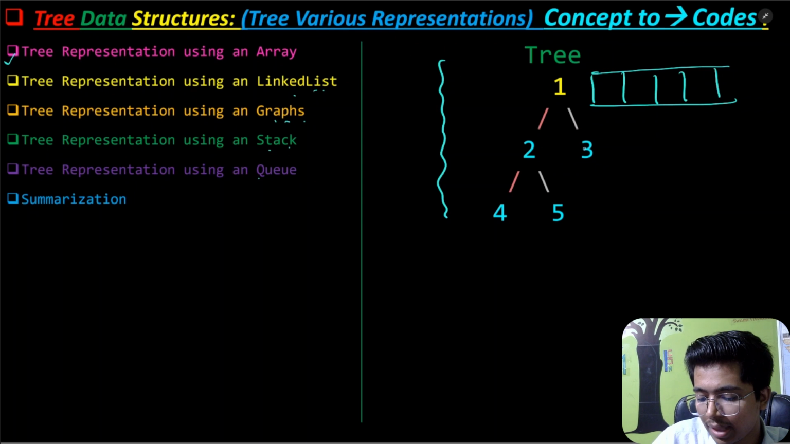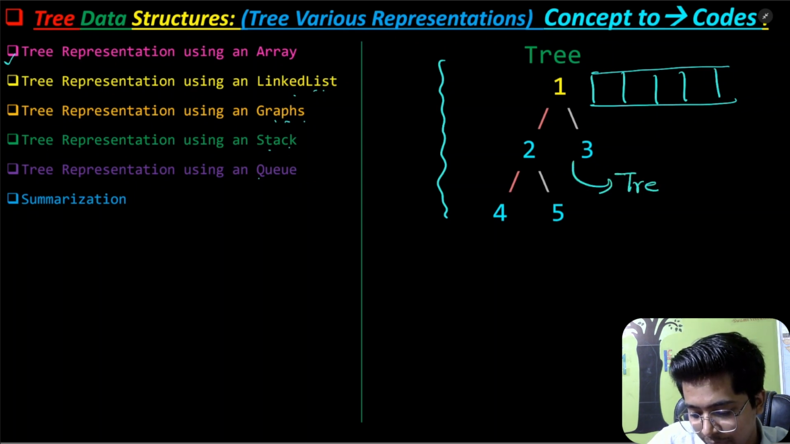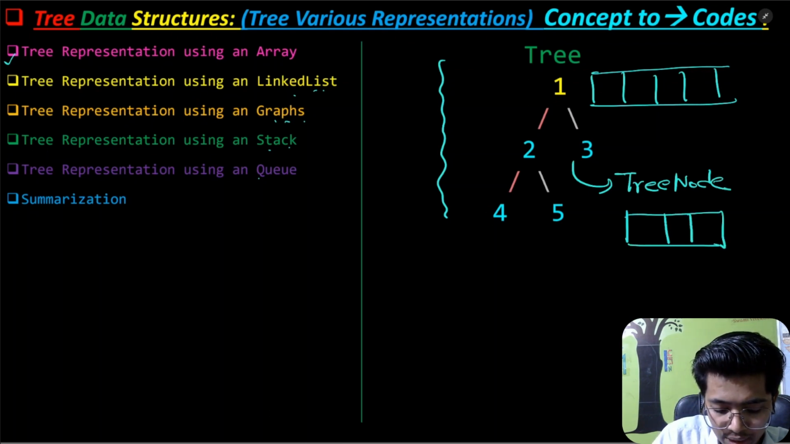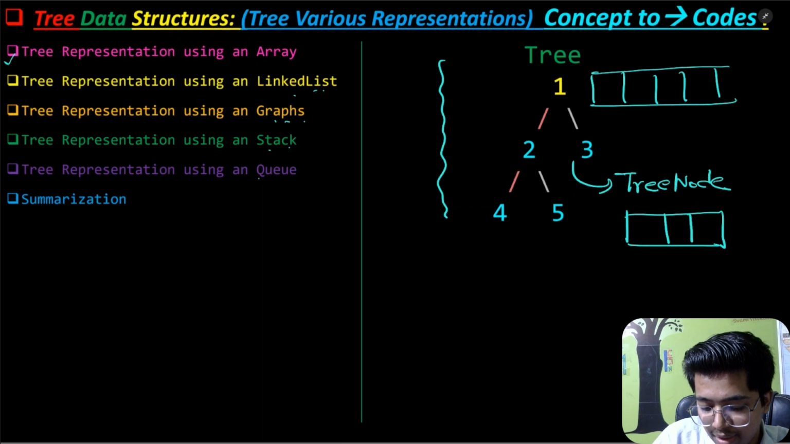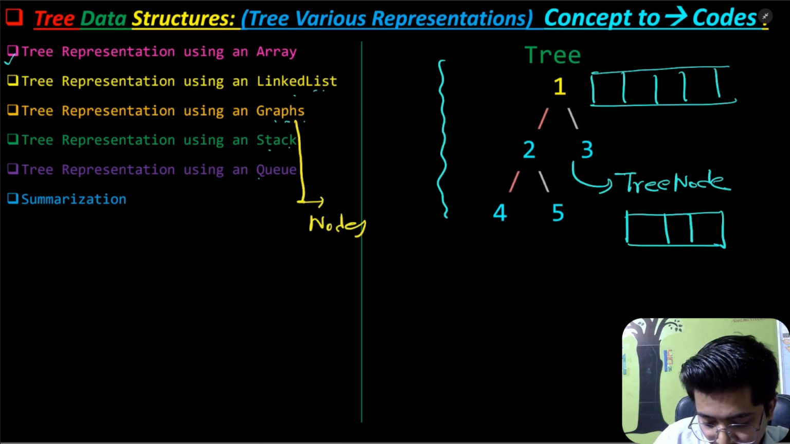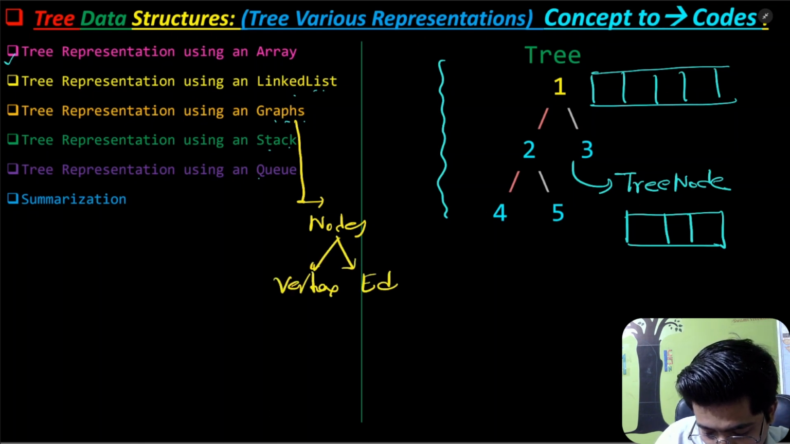In a linked list, if we represent the same thing, we represent it in terms of a tree node. We call it a tree node, and we represent the tree node like this by creating our own tree node. So that is the representation utilizing a linked list. If we represent the same thing utilizing a graph, then in the case of a graph, we use nodes, and the nodes are expressed in two terms. These are called vertex and edges.